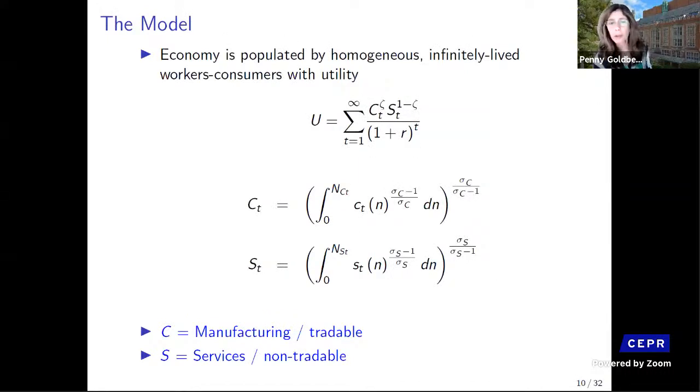So now let me come to the model. Some elements of this model are going to be very well known to a trade audience, so I will go fairly fast over them. We assume that the economy is populated by homogeneous, infinitely lived workers, consumers. There are two goods in this economy, a manufacturing good, that's C in our notation, and services, S. Each of them is a composite that's given by this CES aggregate. In each sector, there are N varieties, N_C varieties in the manufacturing sector and N_S varieties in the service sector. As I mentioned earlier, we focus on steady states. So from now on, I'm going to drop the subscript t.